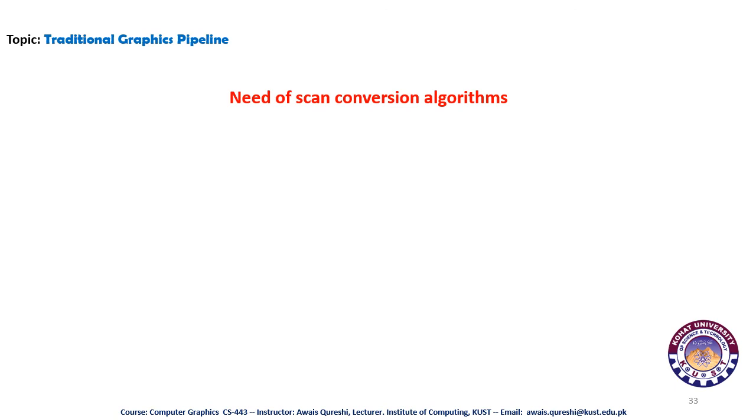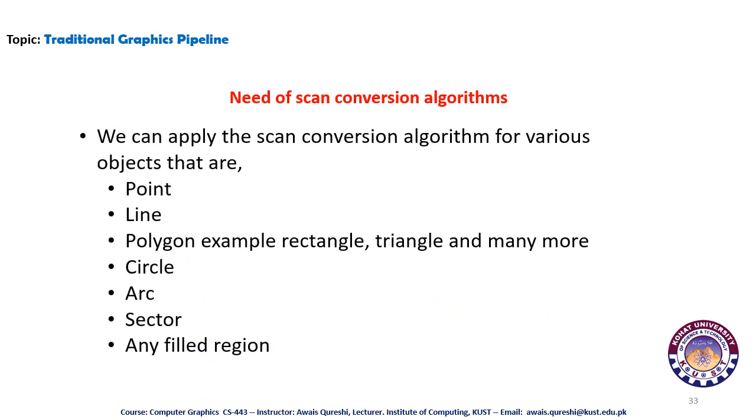Why do we need scan conversion algorithms? We can apply the scan conversion algorithm for various objects such as points, lines, polygons, rectangles, triangles and many more, circles, arcs, sectors and any filled region. So that's why we need scan conversion algorithms to convert these different objects.